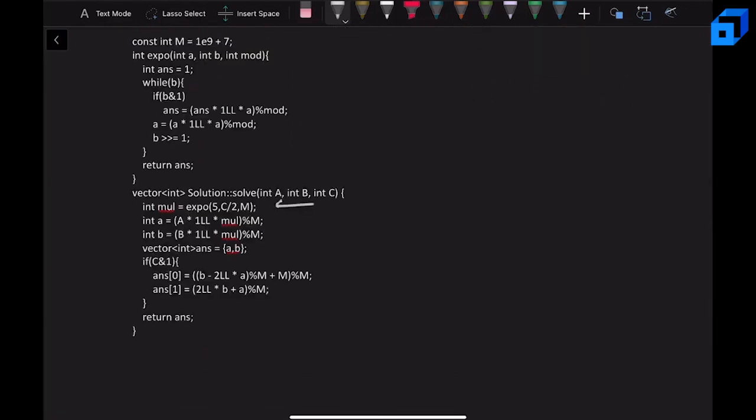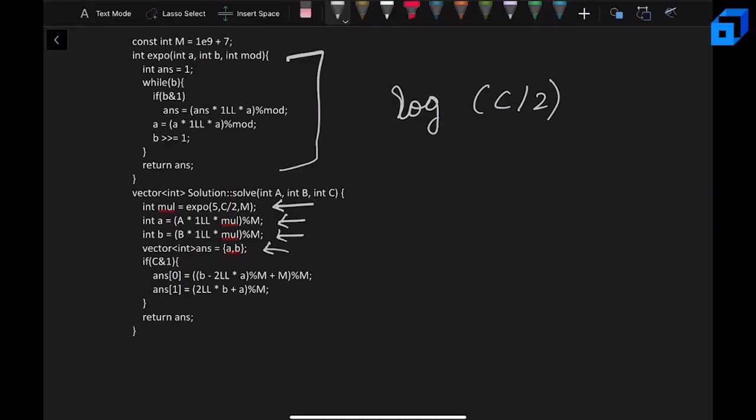So we assign a variable null as 5 raised to C by 2 modulo m, where m is 10 raised to 9 plus 7, and we are calculating 5 raised to C by 2 using modular exponentiation, which can be seen here. Calculating 5 raised to C by 2 will take log of C by 2 time using binary exponentiation. Now the value of A will be A into 5 raised to C by 2, and the value of B will be B into 5 raised to C by 2.